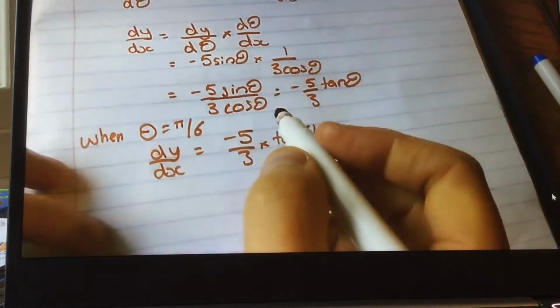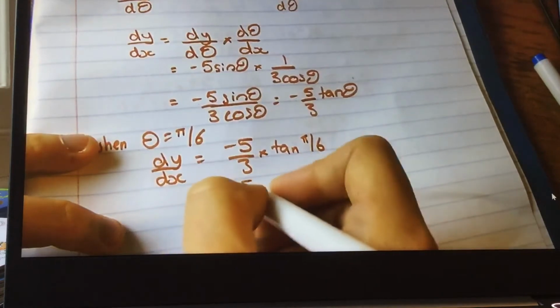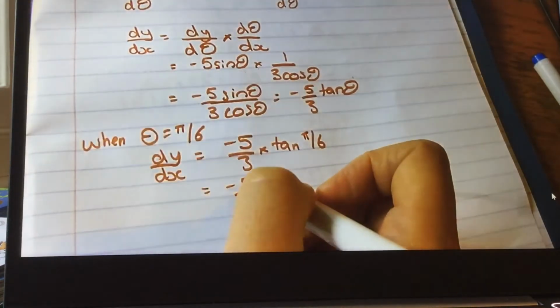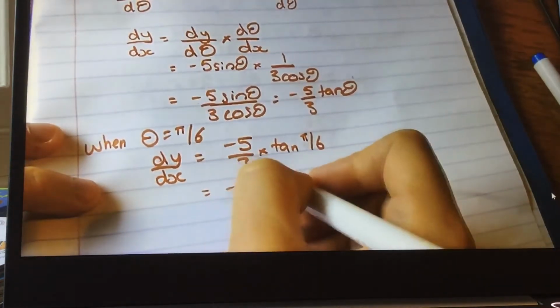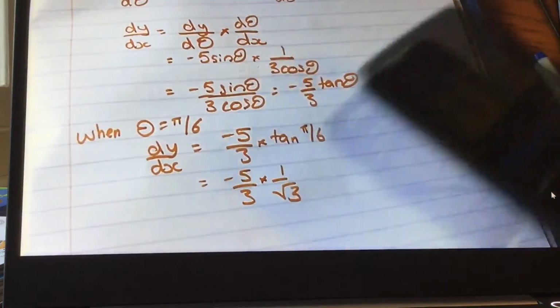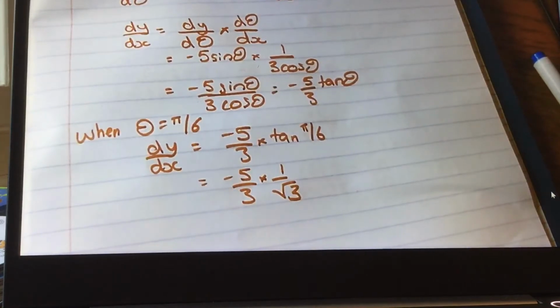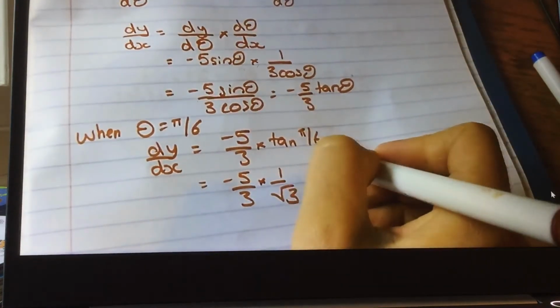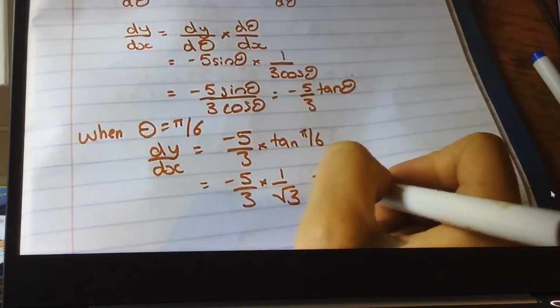And hopefully you remember that tan 30 is equal to 1 over root 3. If you didn't, you could use your calculator to do that, but you'd obviously want it on radians mode. So your gradient is minus 5 over 3 root 3.